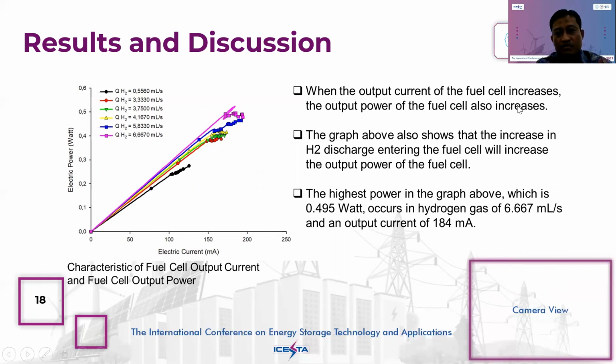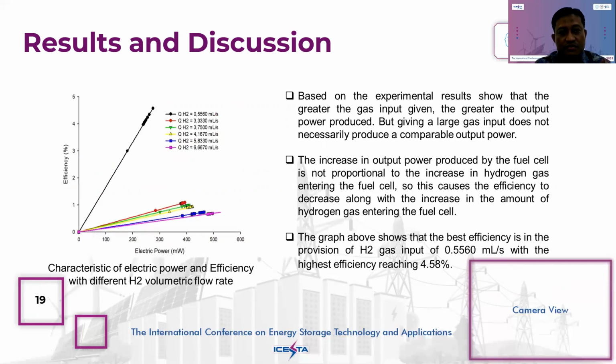When the output current of the fuel cell increases, the output power of the fuel cell also increases. This is the characteristic of my fuel cell. Also, this is the efficiency with different hydrogen flow rates. We use 6 parameter variations for flow rate.